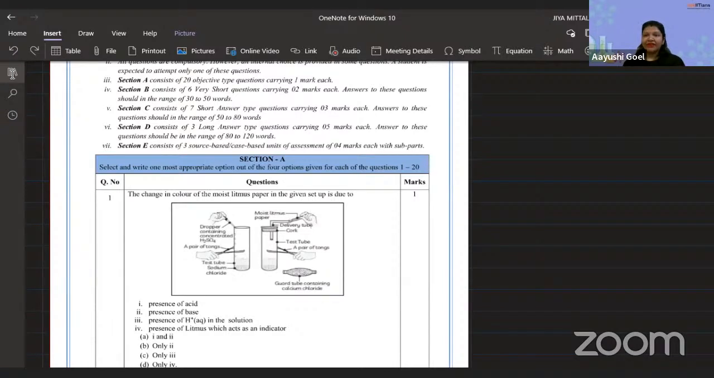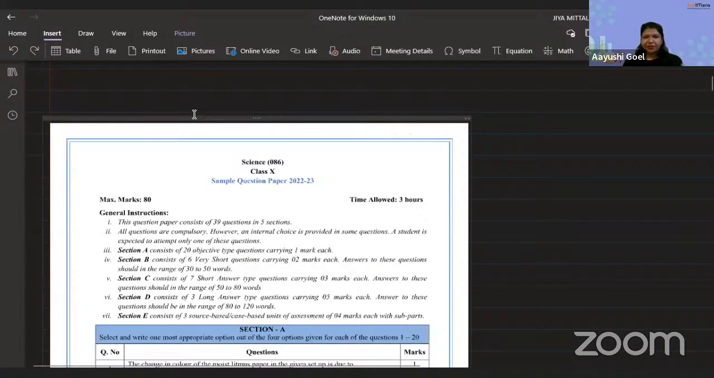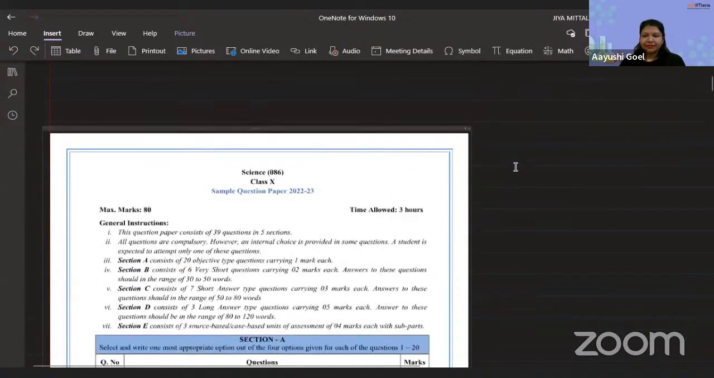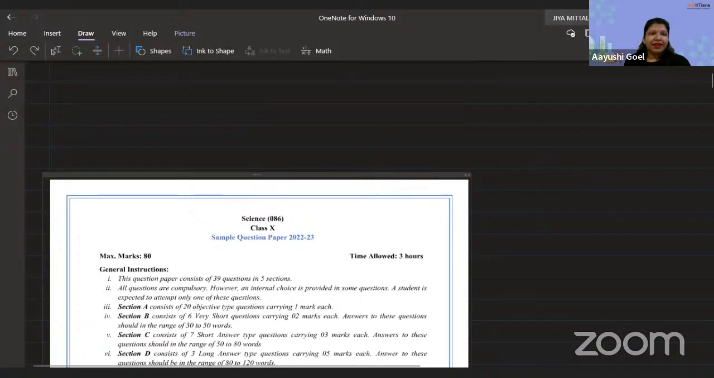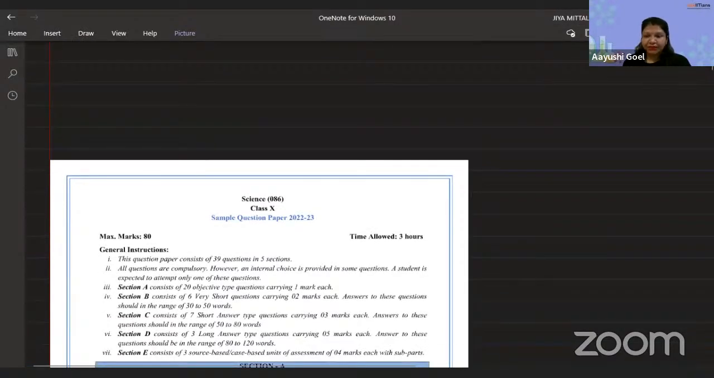Meanwhile, if anybody has any query in between, you can ask. So this is the question paper from the CBSE site, a sample paper that I have uploaded. Here you can see the paper code is 086. Now let's see everything one by one.